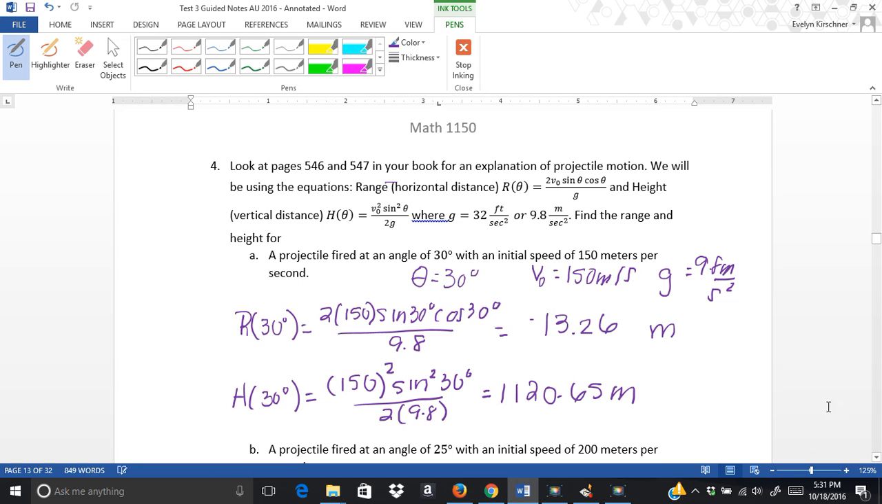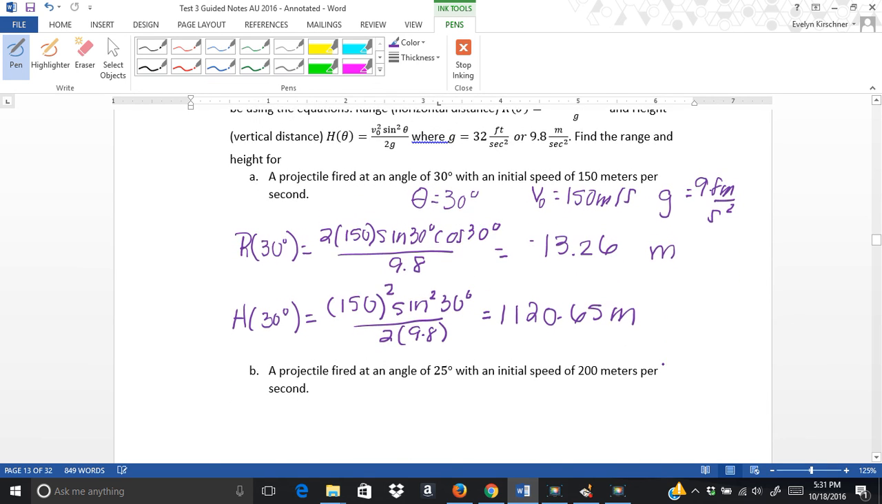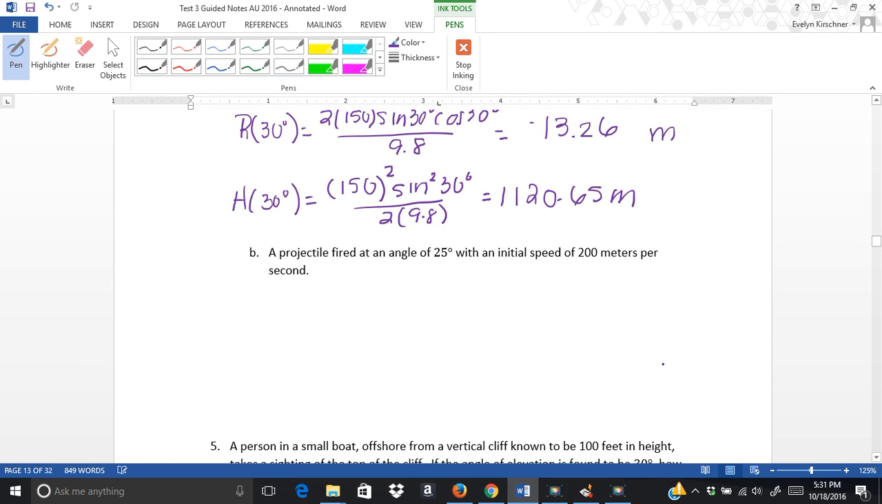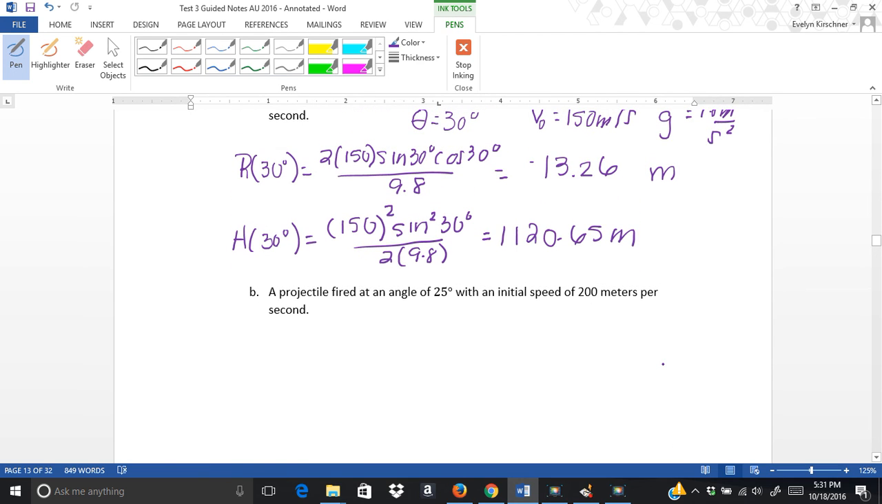All right, so check your answers to see if you got the same thing that I did. 13.26 meters for the range, the horizontal distance, and the height was 1,120.65 meters. Go ahead and try to set up the second problem on your own. Come back and I'll have it all set up with the answers.